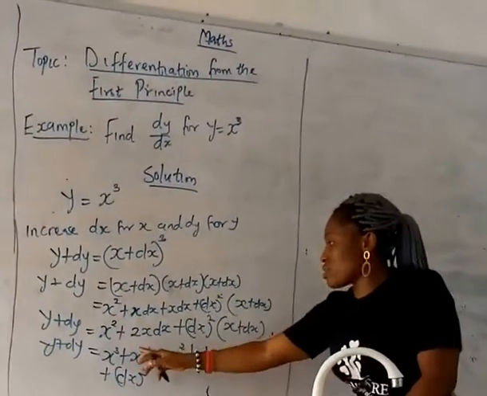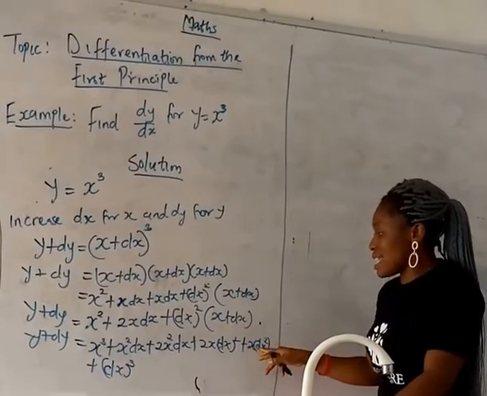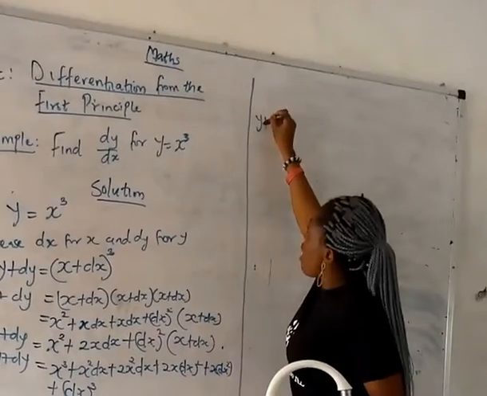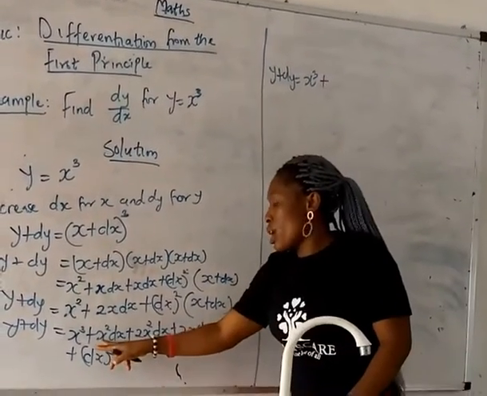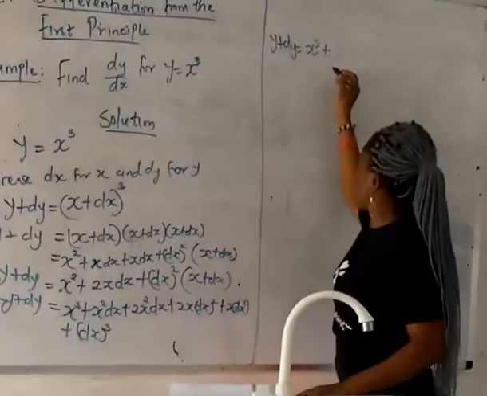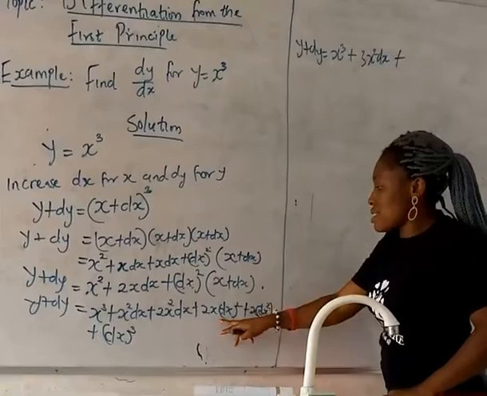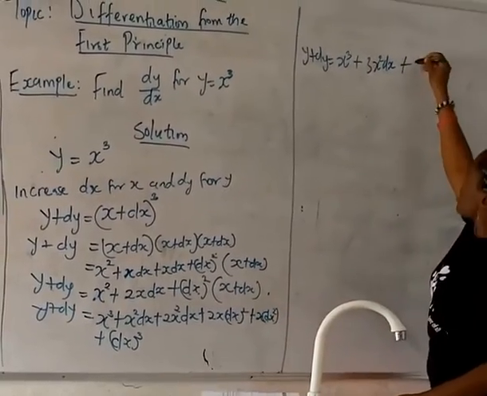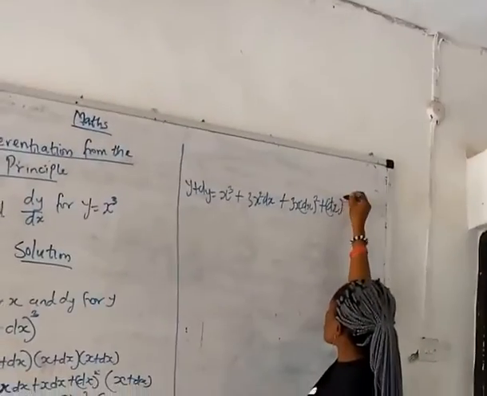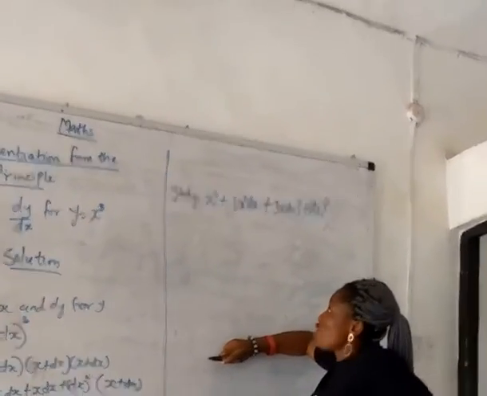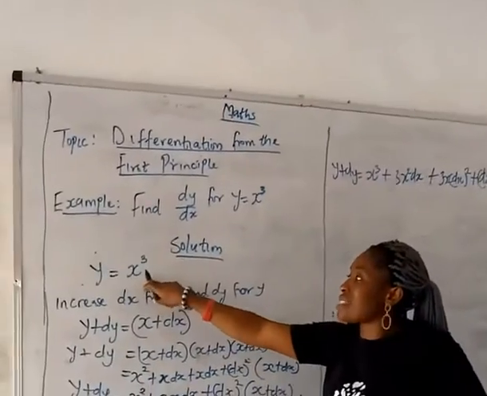Now you can add this x squared dx and 2x squared dx because they are like terms. I can also add 2x dx squared and x dx squared because they are like terms. So we are having y plus dy is equal to x cubed plus x squared dx plus 2x squared dx, which gives us 3x squared dx, plus 2x dx squared plus x dx squared, which gives 3x dx squared, then plus dx cubed. And the next thing you're going to do now is subtract y from both sides, in which your y is equal to x raised to the power 3.